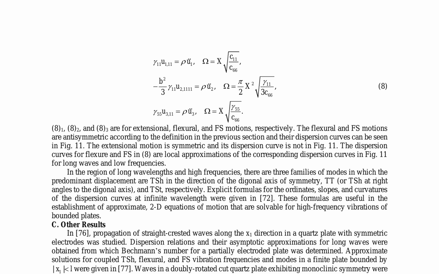Here is a combined summary of pages 11 and 12 of the research paper. The dispersion relations for flexural and flexural shear (FS) motions are derived, and their corresponding dispersion curves are shown in Fig. 11. These curves are local approximations of the dispersion curves for long waves and low frequencies. The extensional motion is symmetric and its dispersion curve is not shown in Fig. 11.